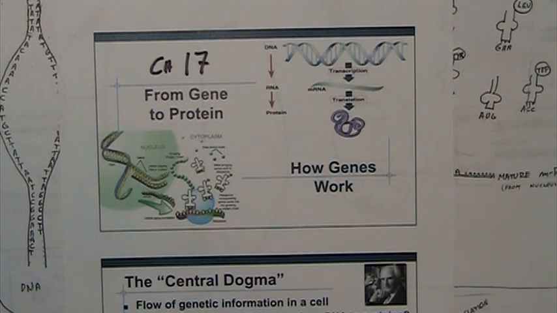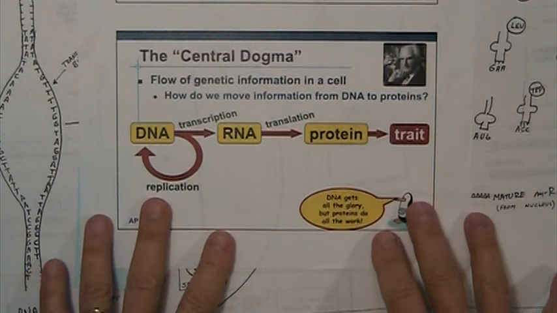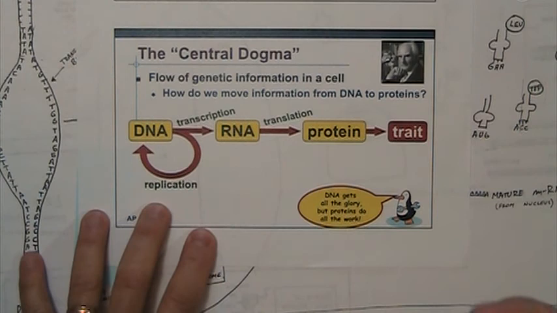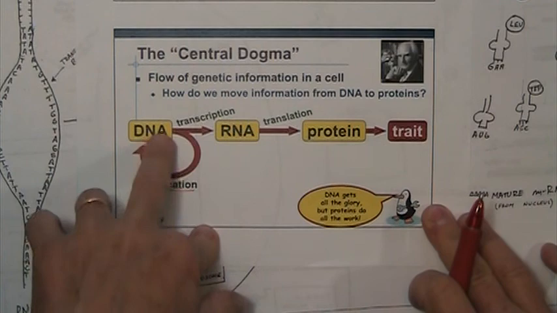These are your visual notes for chapter 17, the process of protein synthesis, and specifically today, transcription, going from DNA to RNA. So, as of now, we have discussed DNA, and we learned the process of DNA replication, by which DNA makes copies of itself.